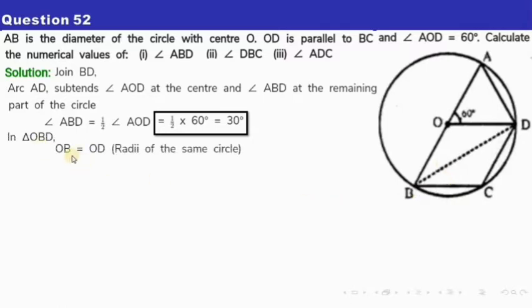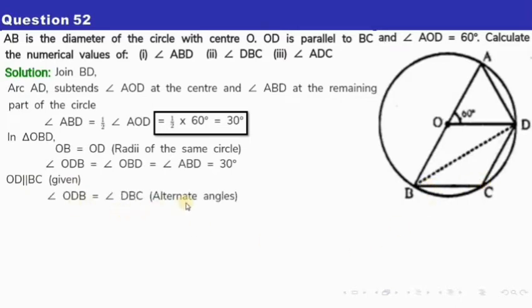So in triangle OBD we have OB equals OD, because they are radii of the same circle. So this angle and this angle will be equal to each other, and we know that this angle is also known as ABD, right? We already know the value of ABD, which is 30 degree. So this angle is also 30 degree, that is ODB equals 30 degree. Now it is given that OD is parallel to BC. So these two angles will be equal because they are alternate angles.